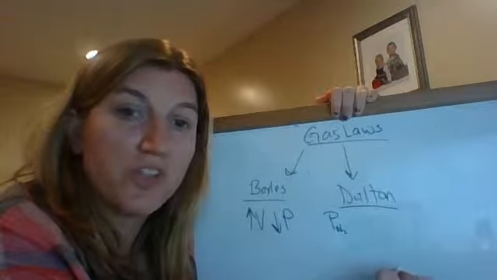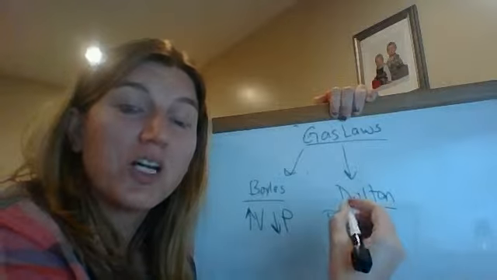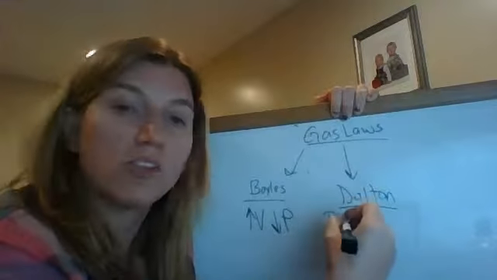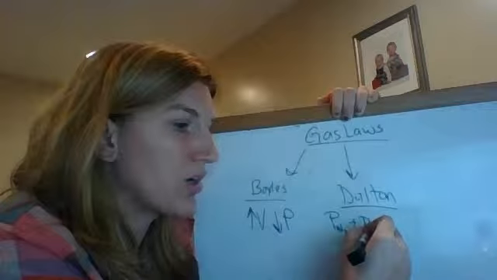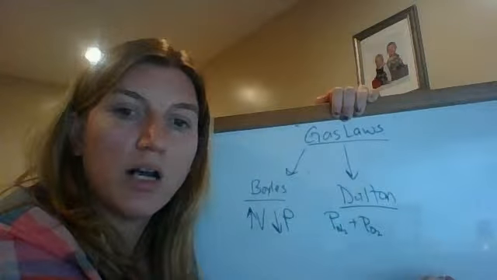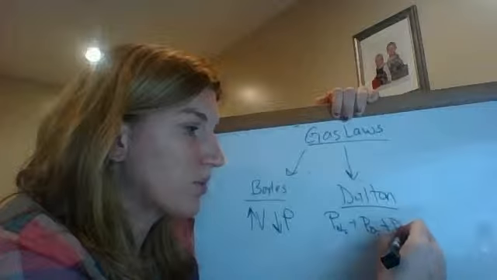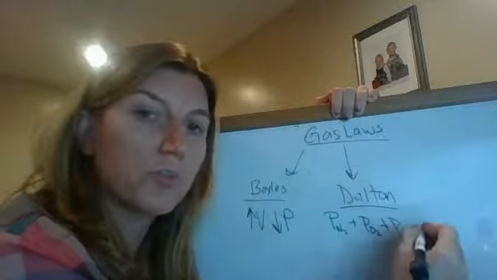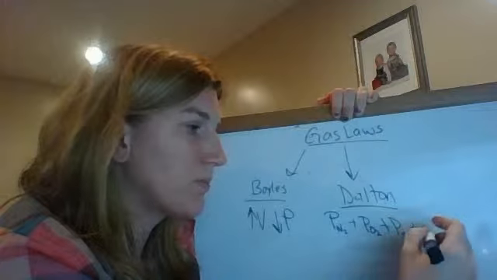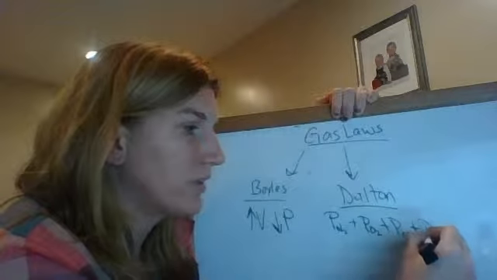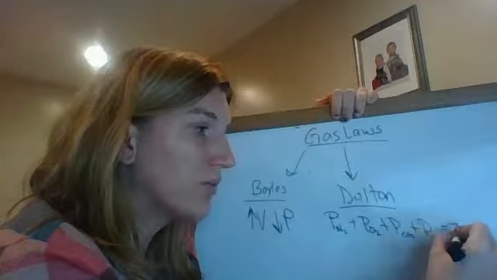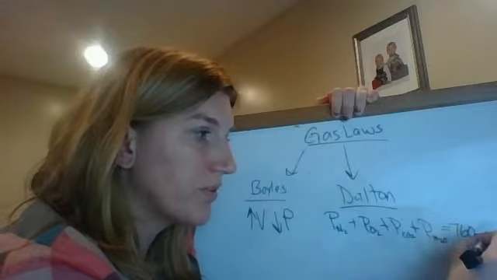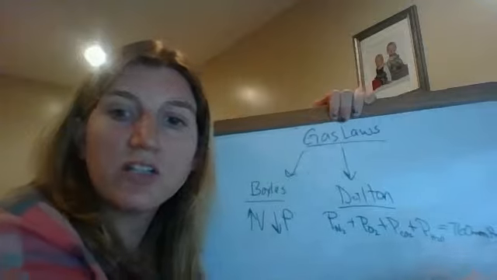So N2, partial pressure of nitrogen. Nitrogen is actually the most common gas in the air. You just breathe it in and breathe it right back out. We don't really do anything with it. Plus the partial pressure of O2, oxygen, plus the partial pressure of CO2, carbon dioxide, plus the partial pressure of water vapor. That all equals 760 millimeters of mercury, which is atmospheric pressure.